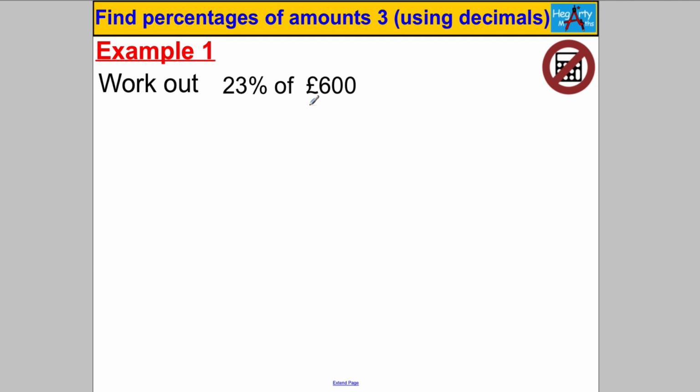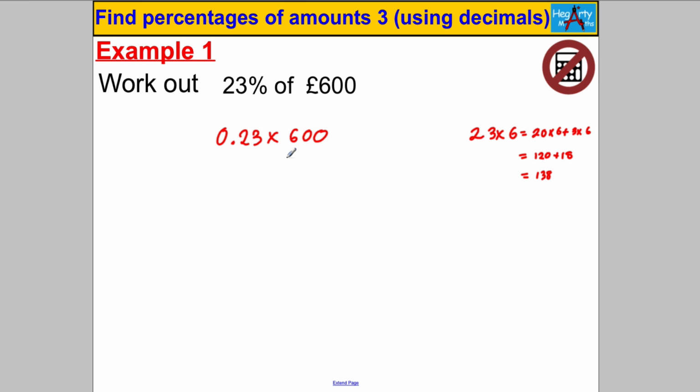23% of 600. I want you to use decimals here. This is the same thing as 0.23 multiplied by 600. So I'm going to go over here and do the related calculation 23 multiplied by 6. Now 23 multiplied by 6, I do that by saying that's 20 multiplied by 6, add 3 multiplied by 6, which will be 120 add 18, which will be 138.